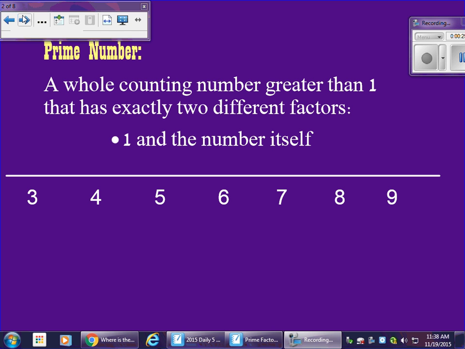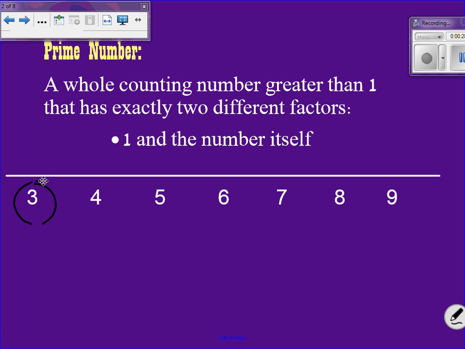So if we take a look at 3 here, we know that 3 has a factor of 1 and 3 and nothing else. So it has exactly two factors. 4, we know, has the factors of 1, 2, and 4. So being that it has 3 factors, it's not a prime number. 5 has the factors of 1 and 5, and that's it. That makes 5 a prime number.